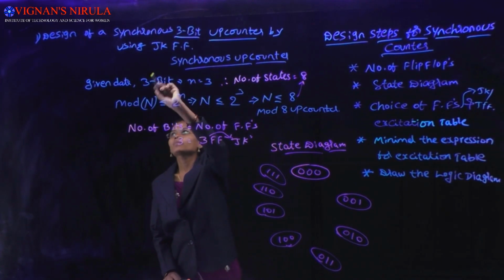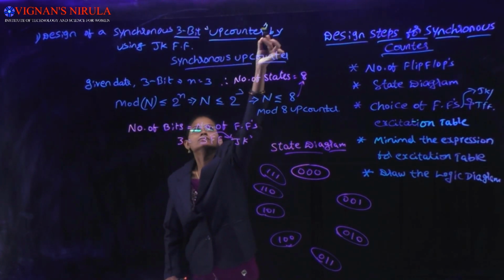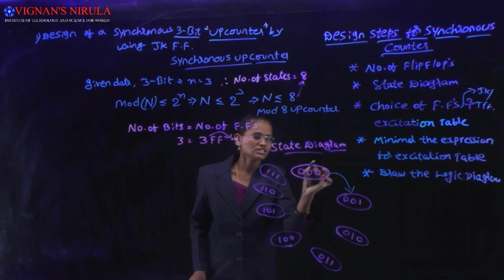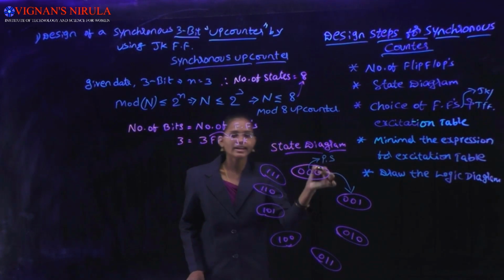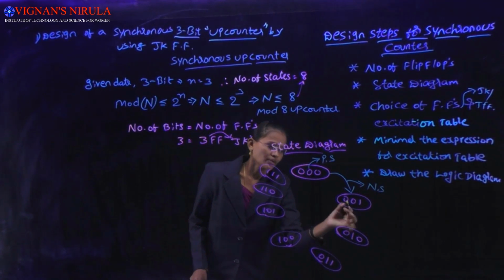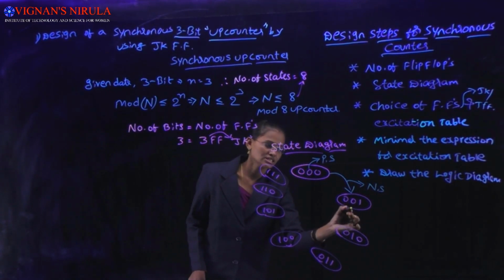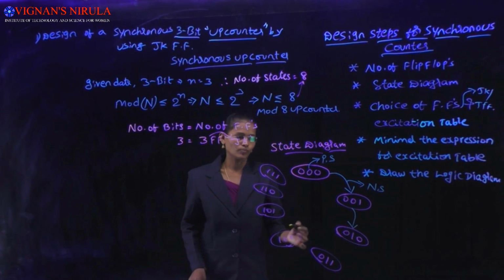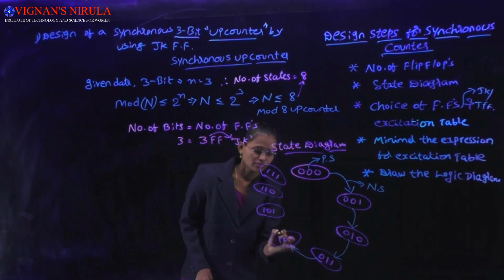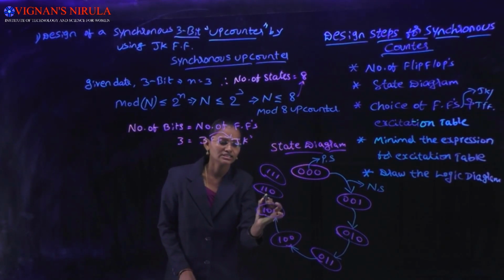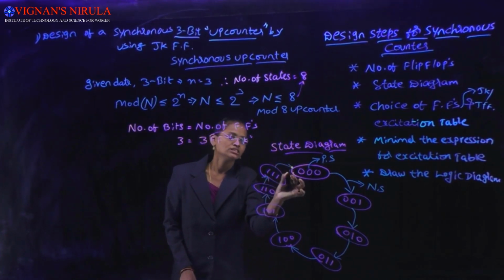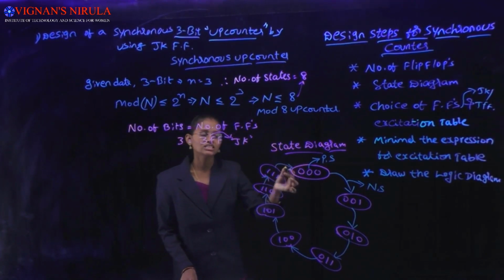Here in the given problem we are using the up counter. So the arrow mark indicates the direction. Here 0 0 0 is the present state, P.S. This arrow indicates the next state. Okay, 0 0 1 is the present state, next state is 0 1 0. And this is the next state, and 3's next state is 4, 4's next state is 5, 5's next state is 6, 6's next state is 7, 7's next state is 0. Okay, this is the state diagram.